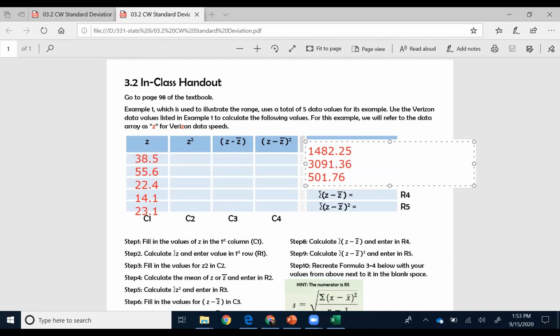3,091.36. That's Williford, right? Yep. All right, who's next? 22.4, what's that? 501.76. 501.76? Yes. 22.4 times 22.4, hold on. It's just small. I don't know why it's so small.